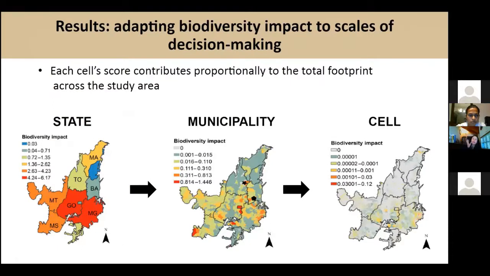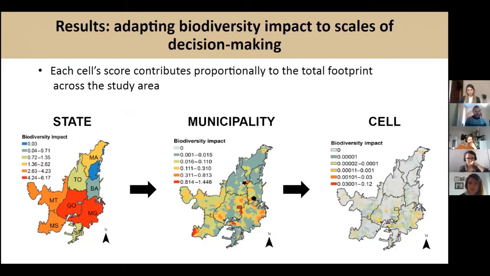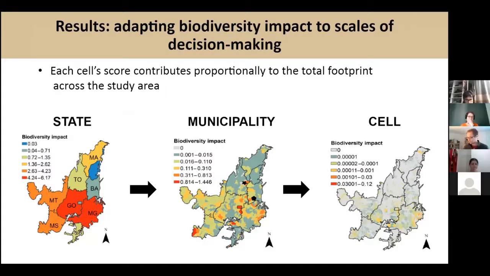And finally, we also could illustrate how the metric can be adapted at different scales. That, as you remember, was one of the needs, the requests from the stakeholder groups. And if we look at the left of the slide, we can see the biodiversity impacts across different states. And of course, it looks like the impact is rather homogeneous within each state.